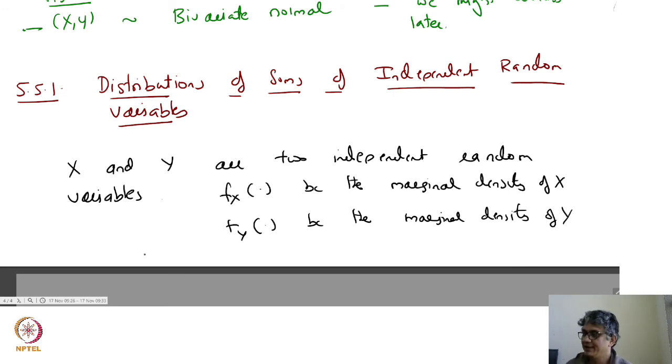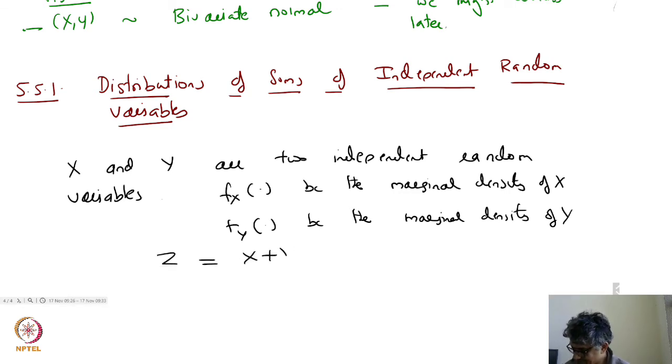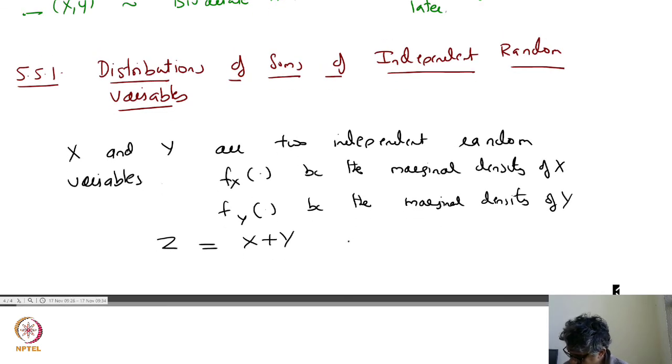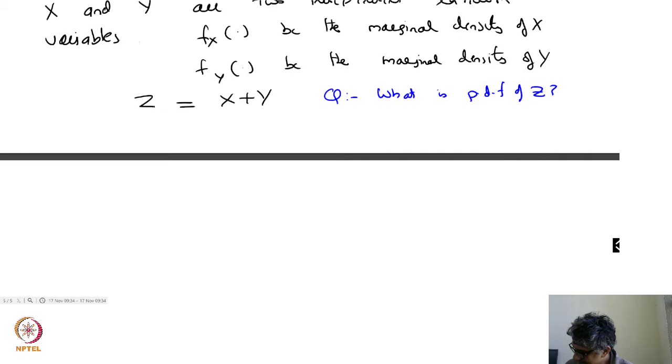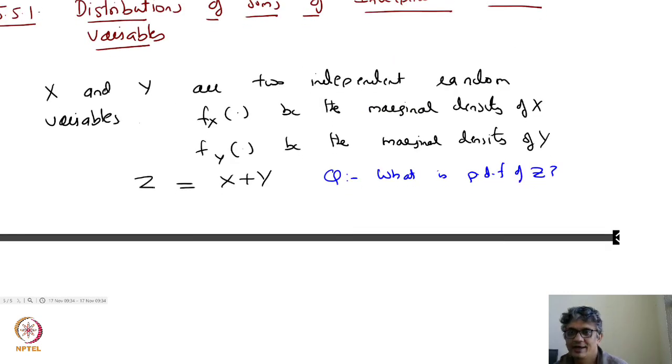Then I'm given Z is equal to X plus Y. Then the question is, what is the PDF of that? That's what I want to do. So here again, the idea is that I have two random variables X and Y, I have X plus Y, and I want to understand the PDF of that.